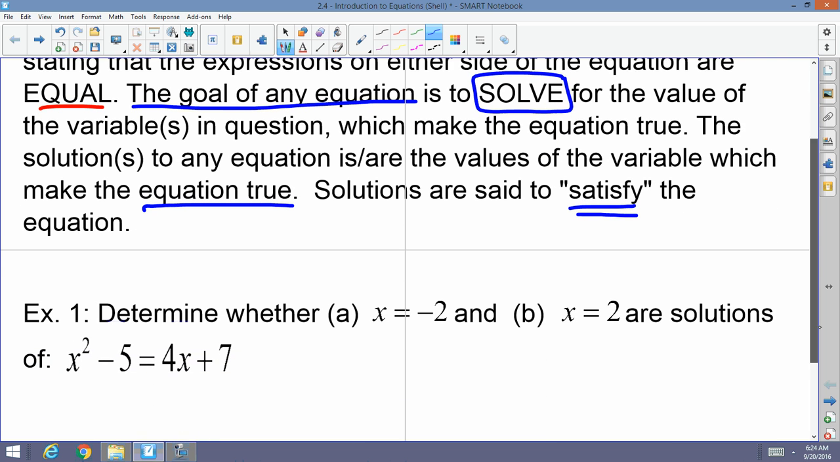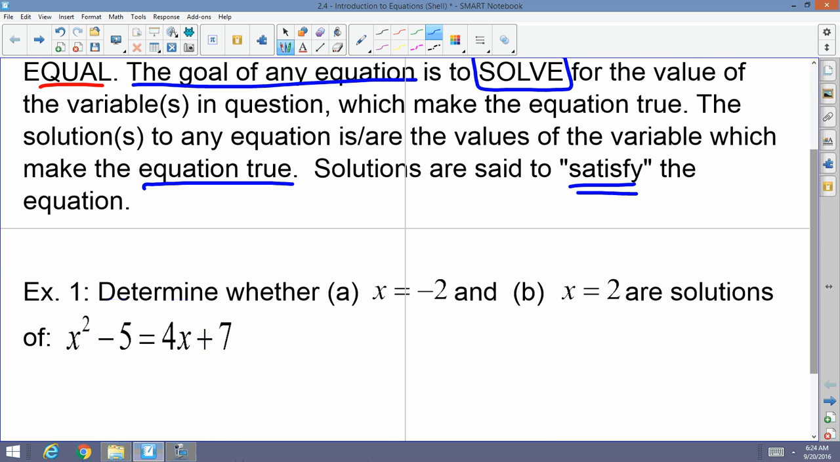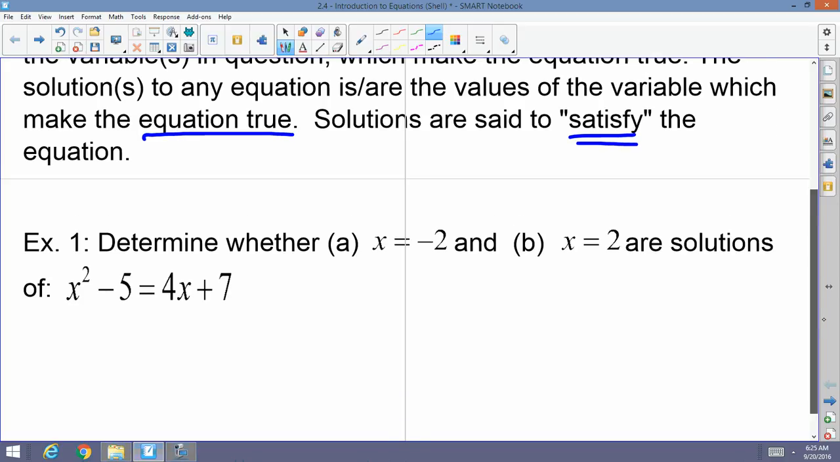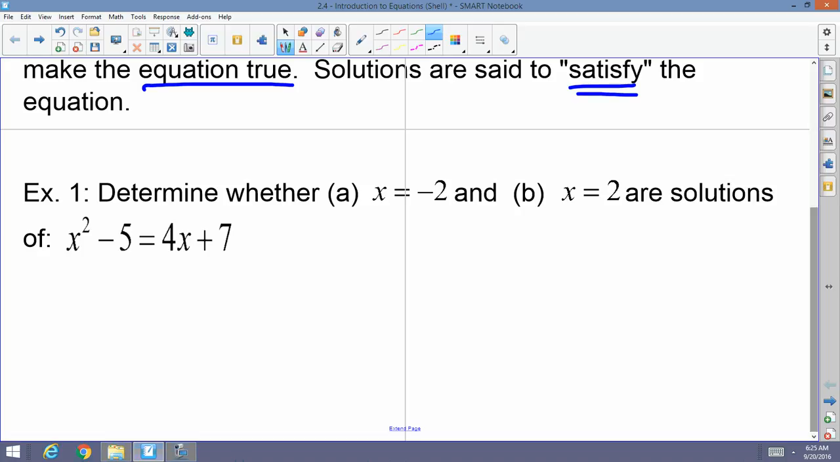Now, let's talk about solutions. Sometimes they're going to give you choices for solutions of a given variable in an equation, and they want you to determine whether or not those are solutions. So this is very simple. Let's go back to what the meaning of an equation is. An equation is stating that both sides, both the expressions on both sides, are equal. So in this particular equation, what they're stating is that x squared minus 5 is equal to 4x plus 7. The goal here is to find the x value which satisfies this equation, or in other words, the goal is to find the value of x that makes this equation true.